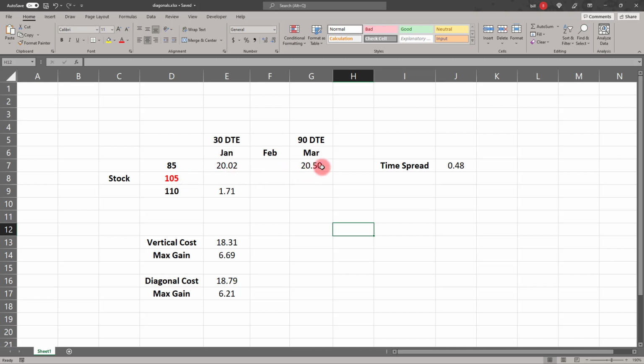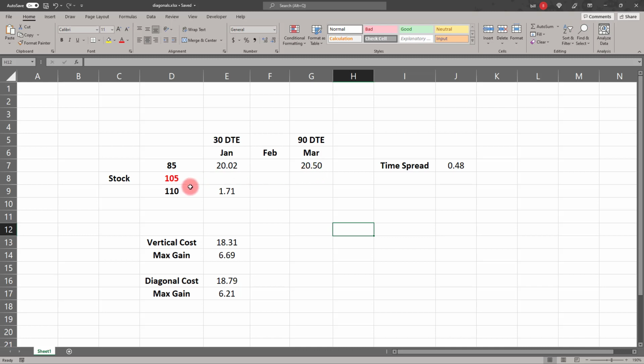But the idea is that traders are trying to make this call super deep in the money so that it behaves about like stock. So we're going to look at the 85 strike. Remember, the stock's at 105, so this is 20 points in the money. So our March option, according to the pricing model, is worth $20.50, and the January is worth $20.02. Not a big difference. And that's because they're so deep in the money that the insurance value of both of these, the implied put, has dwindled down to nearly nothing.